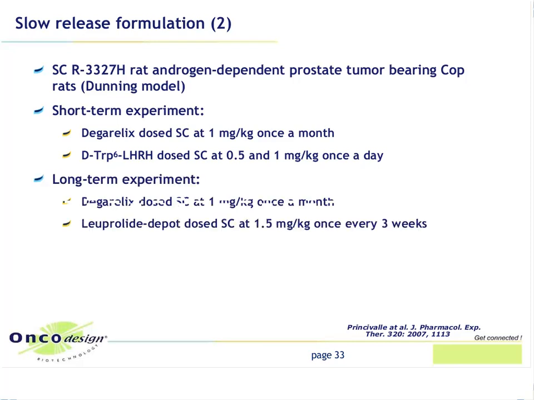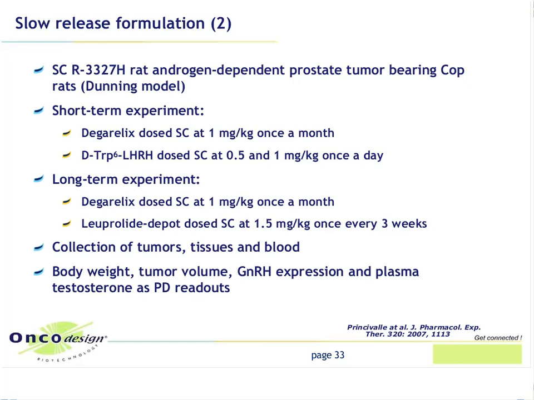And we also performed a long-term experiment during about 9 to 10 months, where the drug was dosed also at 1 mg/kg once a month, and we used leuprolide depot as the clinical form of the Detripsis dosed subcutaneously at 1.5 mg/kg and dosed every 3 weeks. During this study, we collect tumors, tissues, and blood, and body weight, tumor volume, GnRH expression, and plasma testosterone were used as PD readouts.